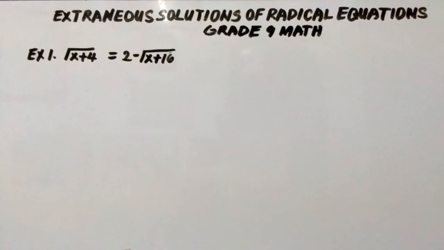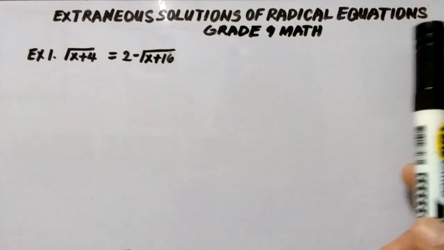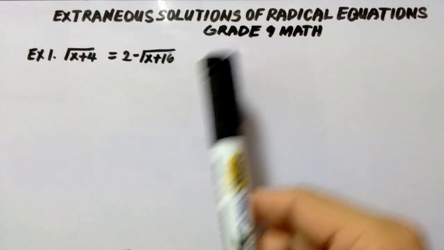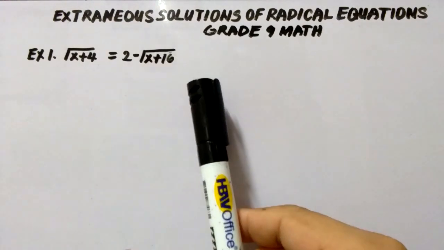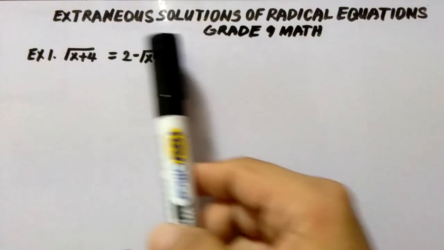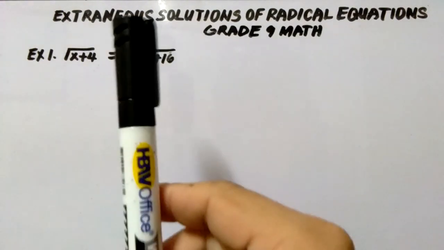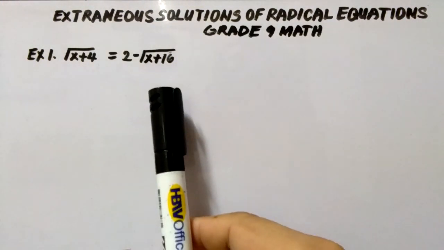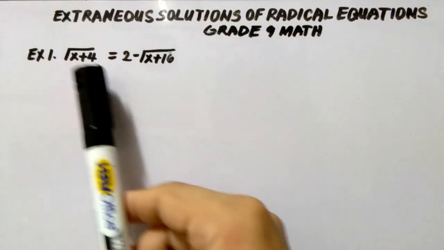Ang pag-uusapan po natin for today is extraneous solutions of radical equations, grade 9 math. So pag sinabi pong extraneous solution, ito po yung nakuha nating value ng x sa isang equation. Then pag chinek po natin, sinubstitute po natin sa original equation, it does not fit, it does not work, hindi po siya mag-i-equal. So, yun po yung tinatawag nating extraneous solution. So, proceed po tayo sa ating example number 1.